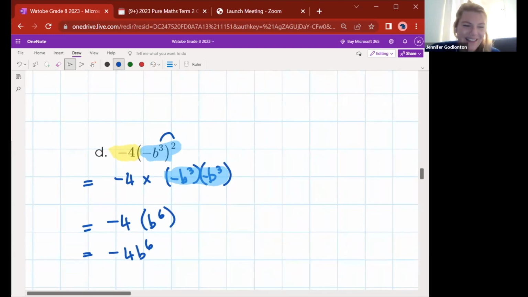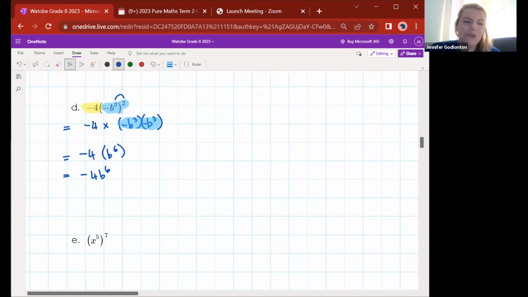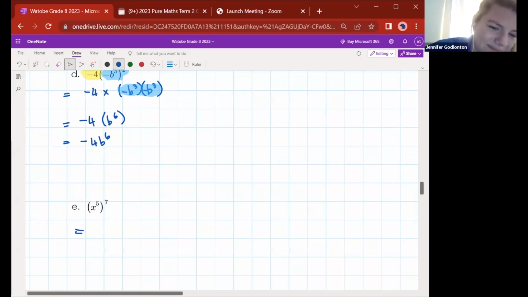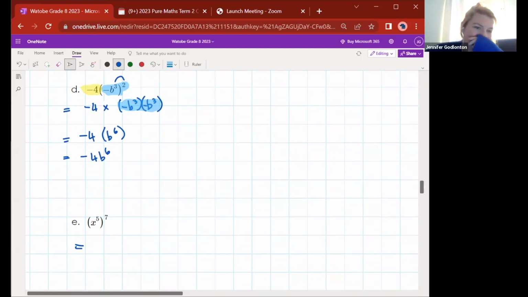Okay. Let's try another one like this. This one's super easy. You guys should be able to do this one in your sleep now. What is the answer for E? You probably don't even need to look at it. Yes, exactly. X to the power of 35. All we have to do is multiply those two together. Nice and easy.